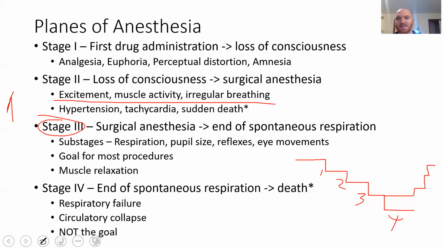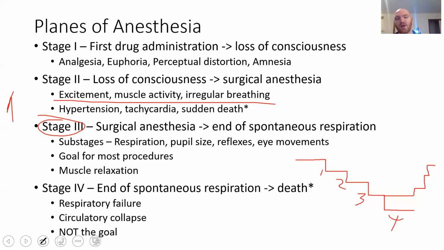because their muscles are relaxed. They're not going to be moving around at all. Whenever the surgeon is making incisions, they're not going to have the reflex twitching that could cause problems. Additionally, there's stage 4, and stage 4 is not what you want to do during a surgery.